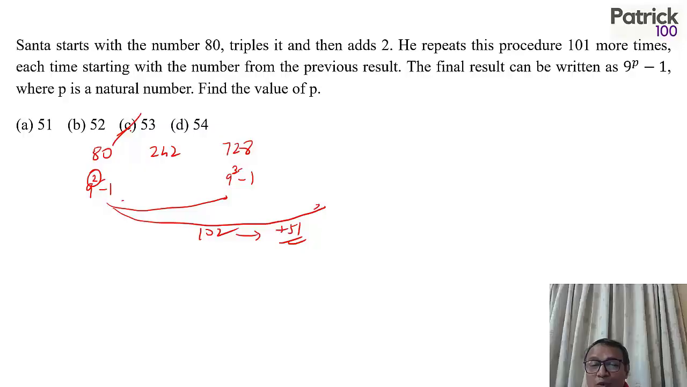So when you do it for 2 values, the power increases by 1. When you do it for 102 values, the power will increase by 51, plus the original value 2, you will get the answer 53. That's the answer.